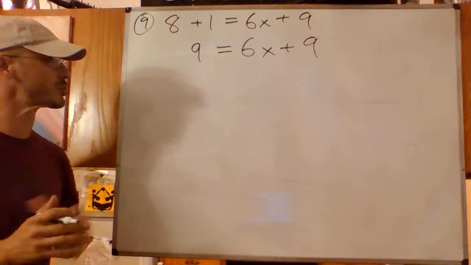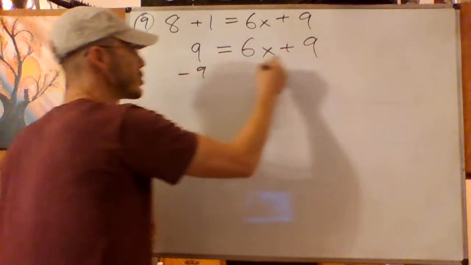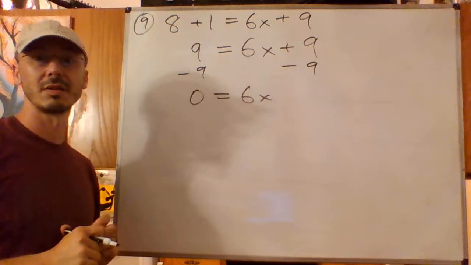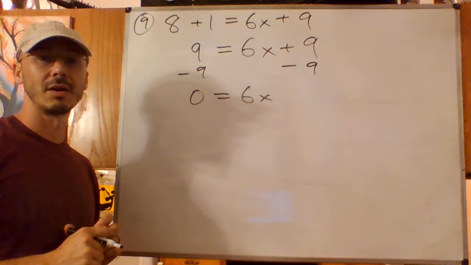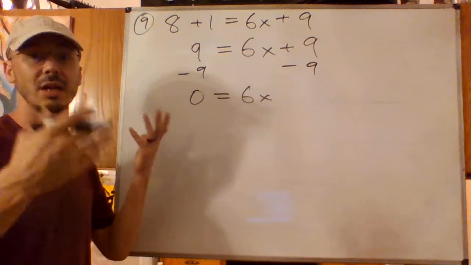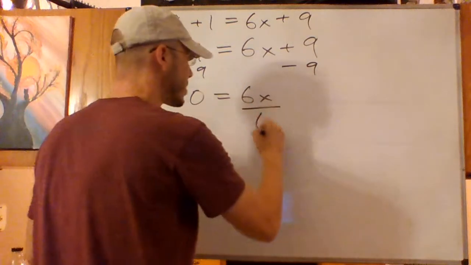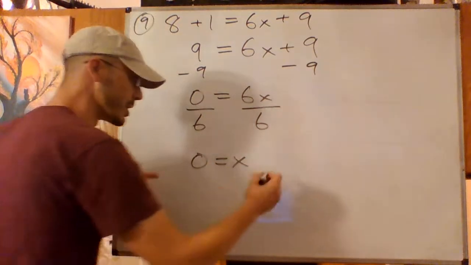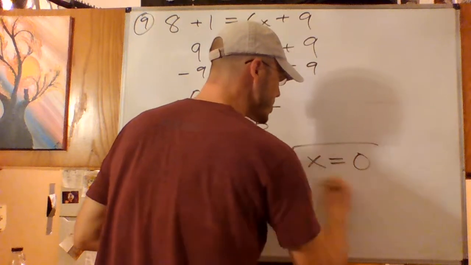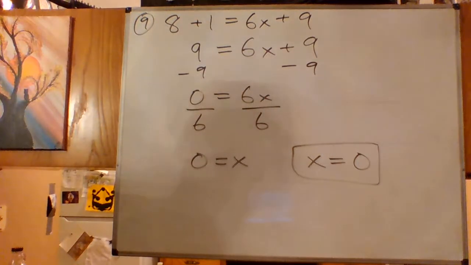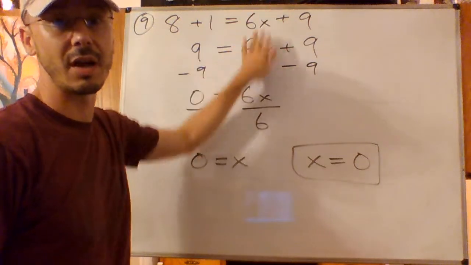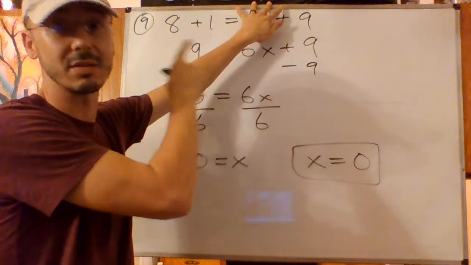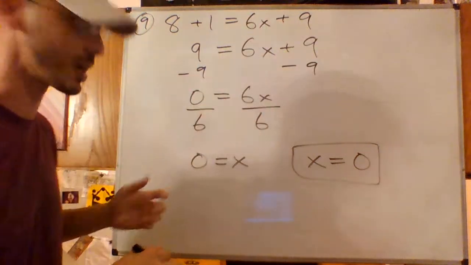Might feel a little bit strange, but I'm going to subtract 9 from both sides and get 0 equals 6x. That's okay, though. We just continue with the next step, which is to divide by 6. 0 divided by 6 is 0. So I would say it like this: x equals 0 is the solution for that one. And you can plug that in. 6 times 0 is 0, and you can actually check it without even writing. 1 plus 8 is 9, so it checks out with x equals 0.